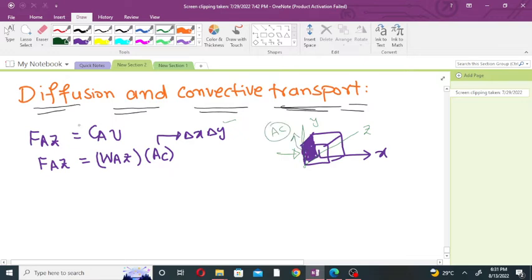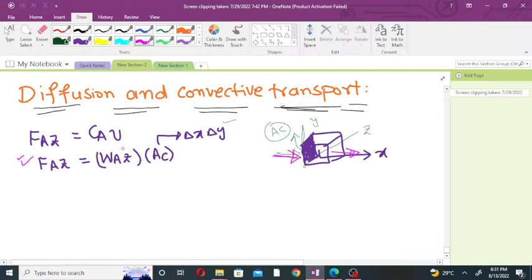So now we know that the molar flow rate of component A in the z direction is equal to the molar flux of component A in the z direction and the cross-sectional area through which component A is passing. So the perpendicular area through which component A is passing is perpendicular to the z direction. We have already discussed this equation in the previous lecture.